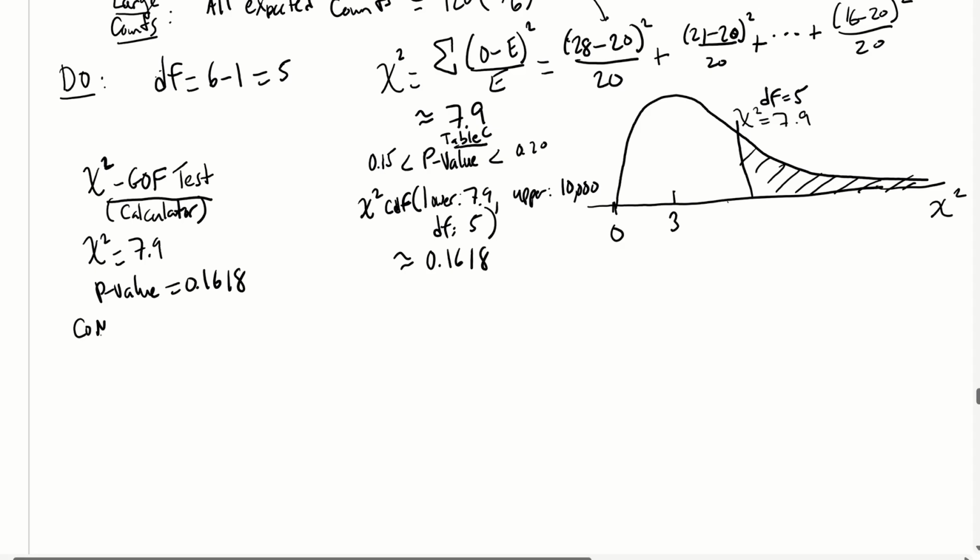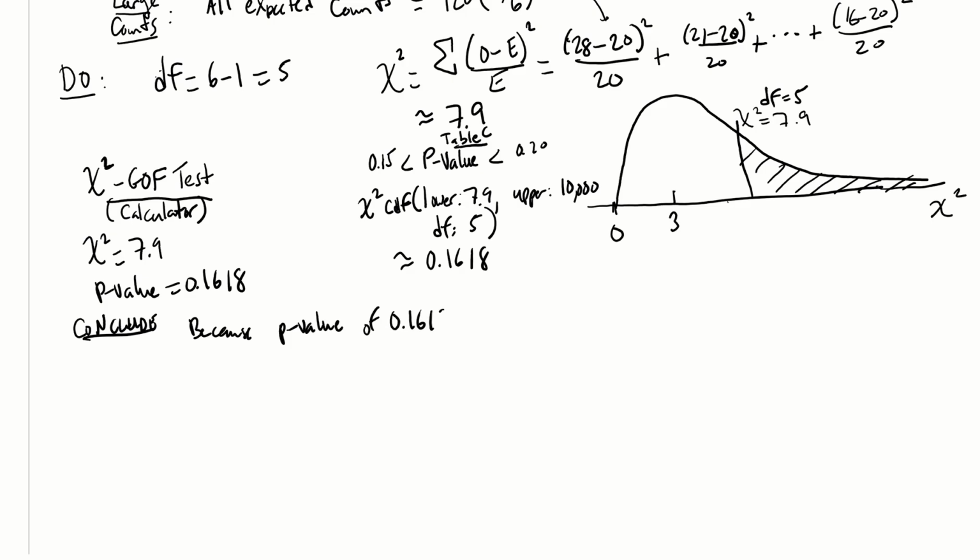So now we can go ahead and conclude. Because the p-value of 0.1618 is greater than our alpha, which we said was 0.05, we fail to reject the null hypothesis. That's the first part of the conclusion. Then for the second part, we have to say whether we have convincing evidence for HA or not.